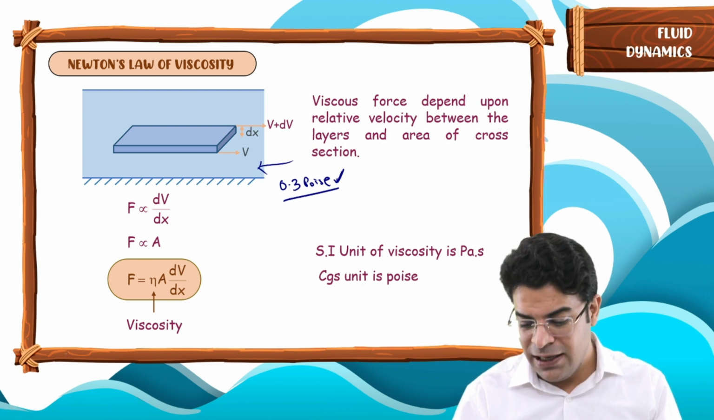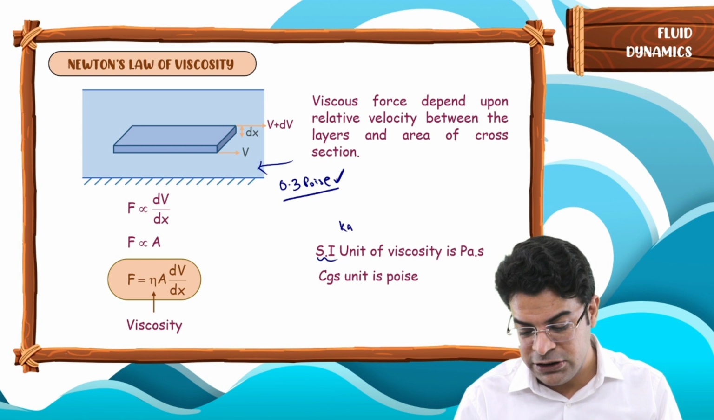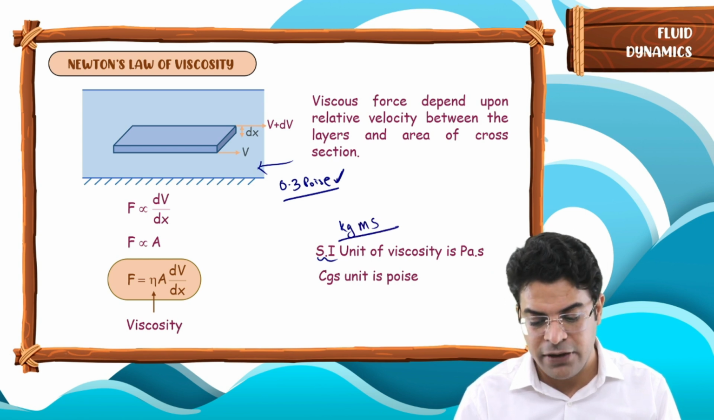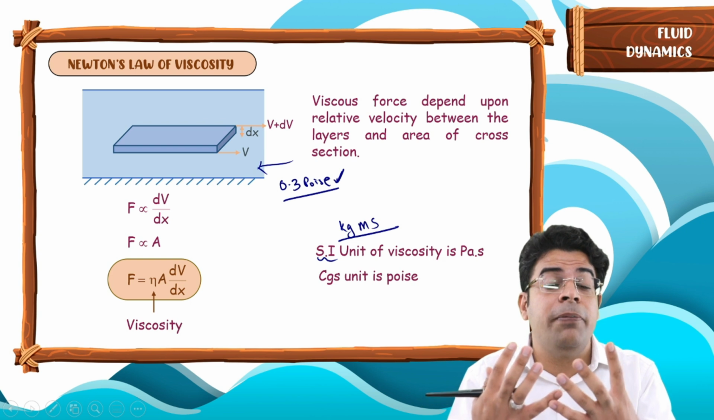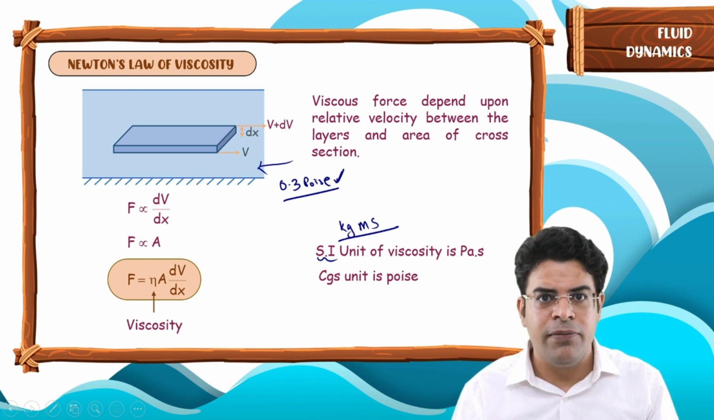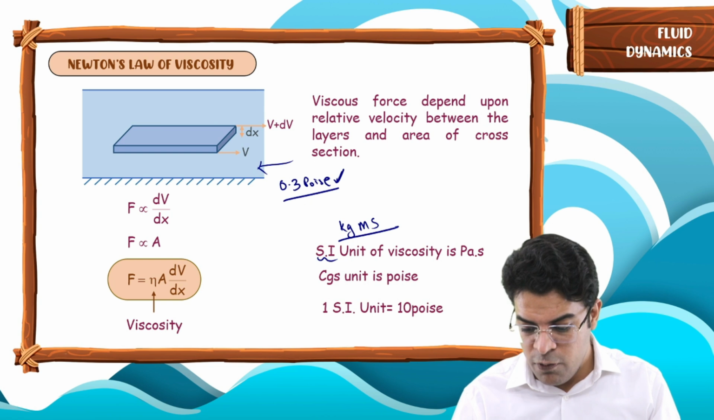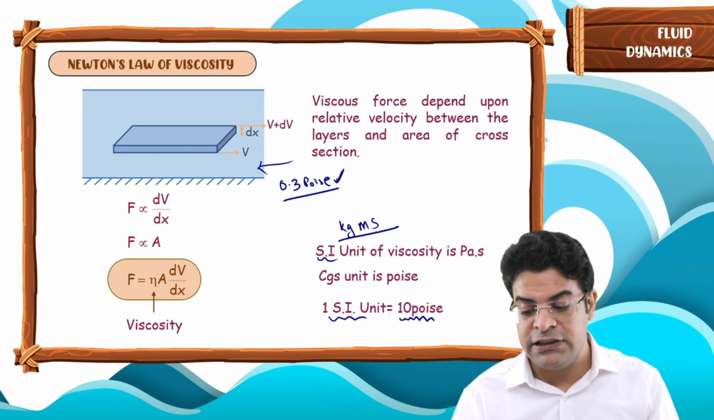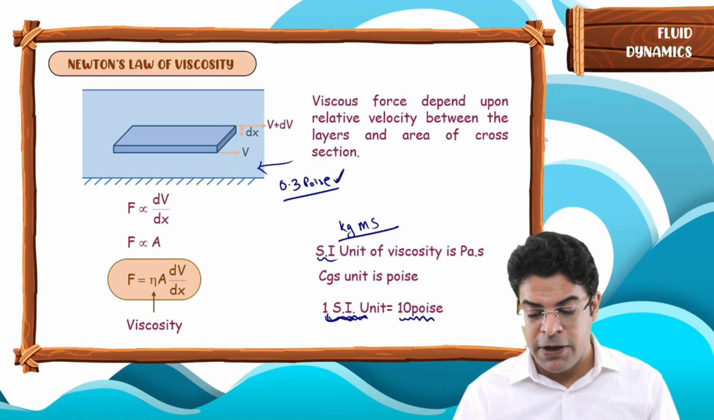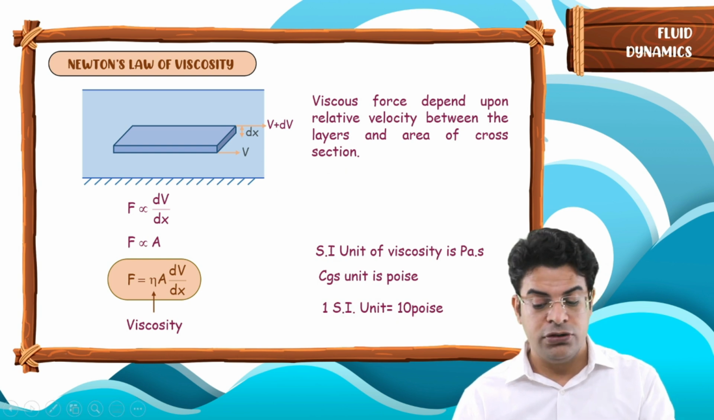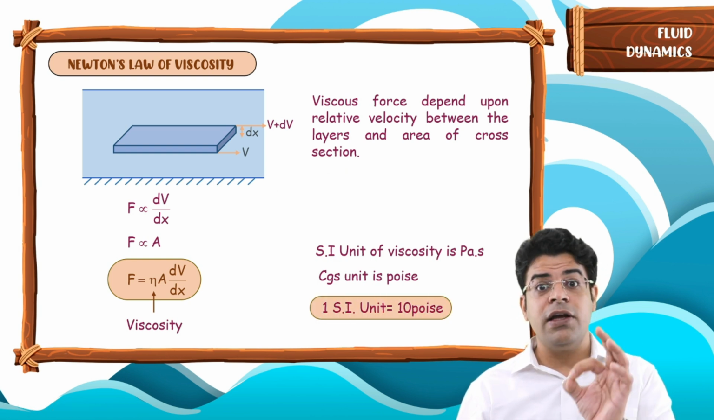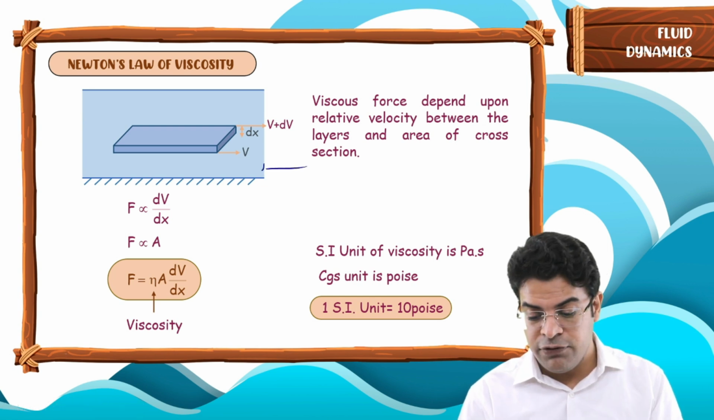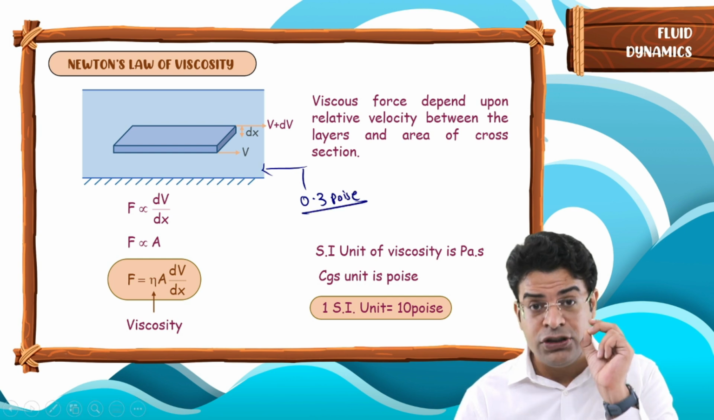So tell me, in the SI system, we take kg, meter, second. SI units are bigger compared to CGS units, right? So remember that for viscosity, 1 SI unit equals 10 CGS units. 1 Pascal second equals 10 poise. So keep this particular thing in mind. If in a question they give you that the viscosity of this particular fluid is 0.3 poise, do not write it while solving as 0.3.